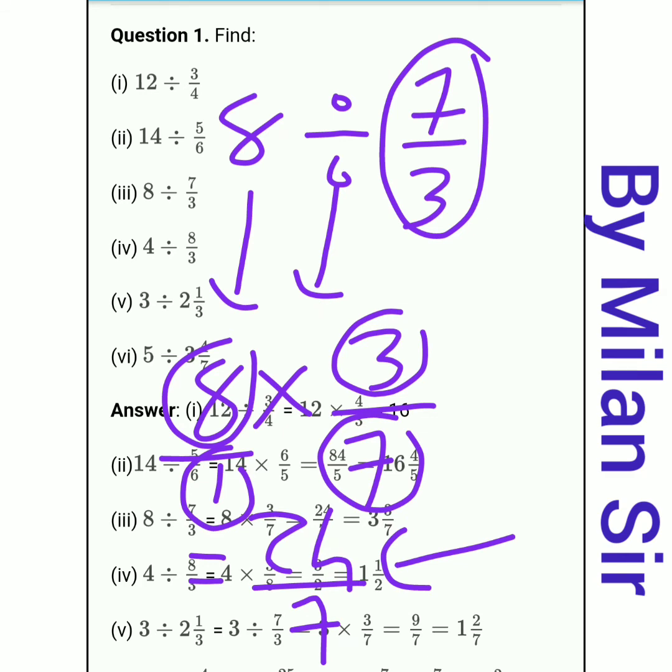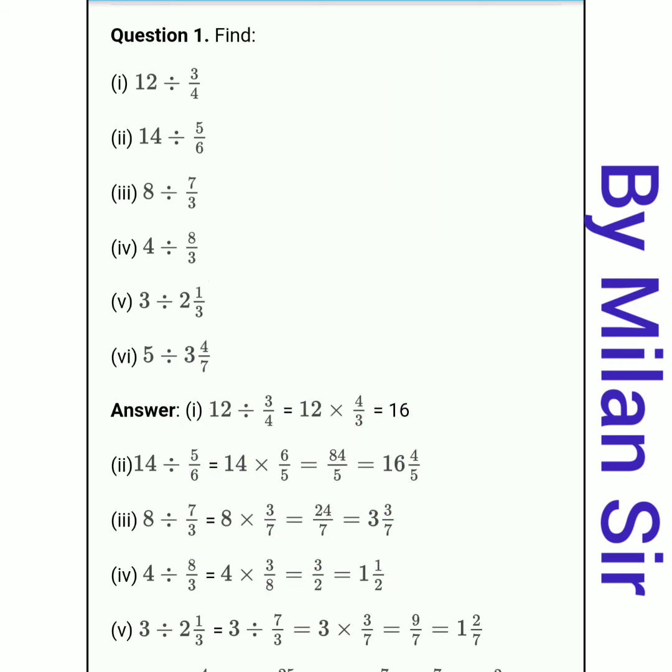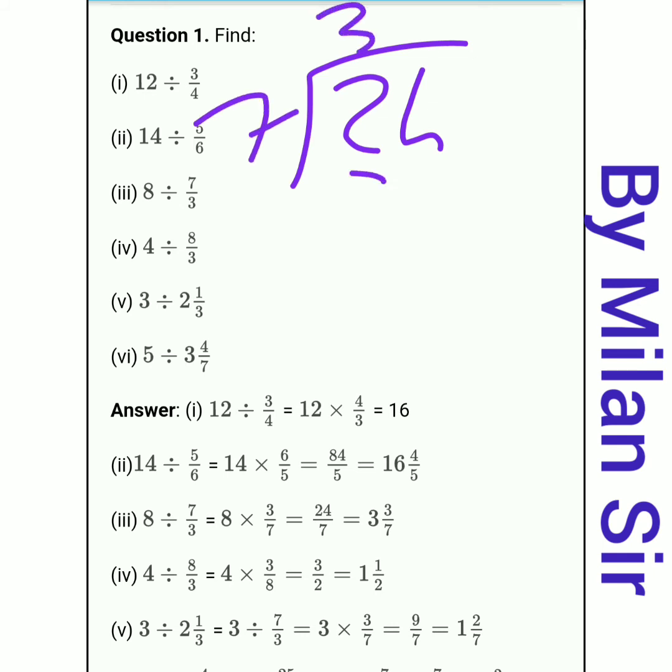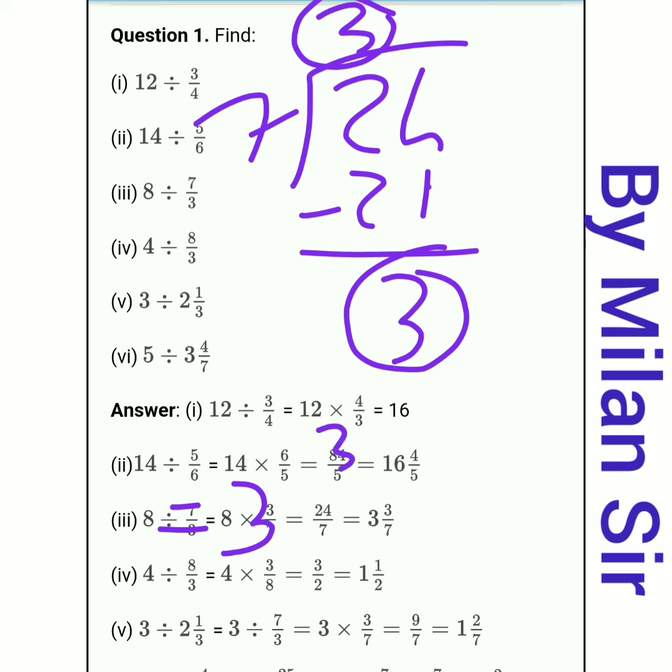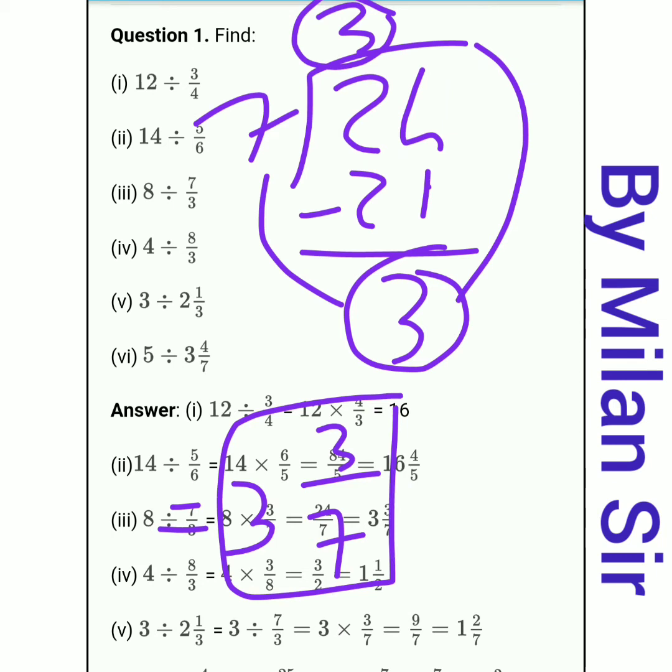Now 24 by 7, it is an improper fraction, right? Numerator is greater than the denominator, so it is an improper fraction, so we can convert it into a mixed fraction, right? So 24 divided by 7. So here 7 3s are 21. 24 minus 21, it's a 3. So final answer, this 3 integer, remainder 3 divided by 7. So 3 integer 3 by 7 is our answer.